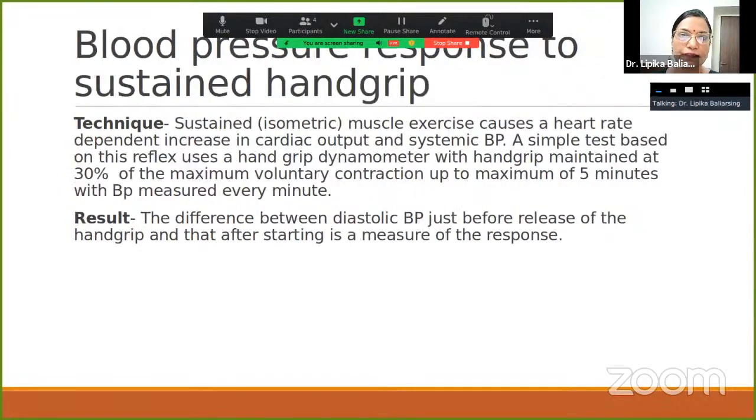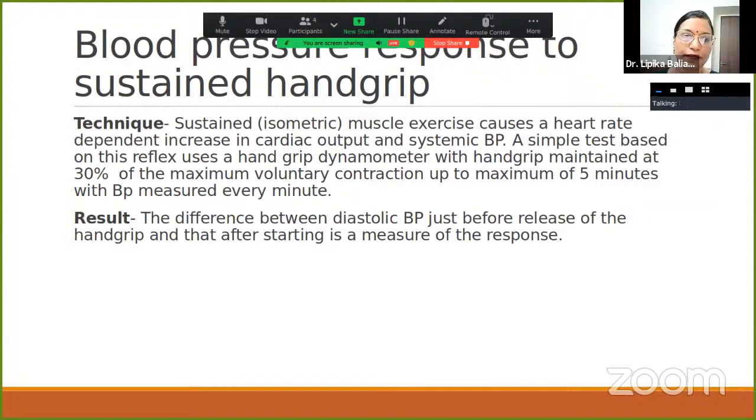Coming to the blood pressure response to sustained hand grip. Here the technique is actually a simulation of isometric muscle exercise. By doing the hand grip for a certain time, the muscle exercise causes a heart rate dependent increase in cardiac output and a rise in systemic BP. A simple test based on this reflex uses a hand grip dynamometer with hand grip maintained at 30% of the maximum voluntary contraction up to a maximum of 5 minutes.